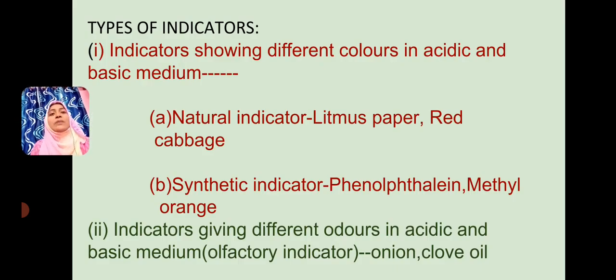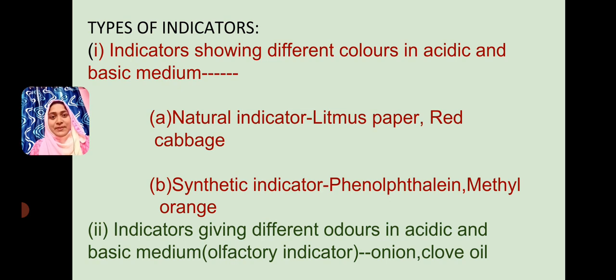So we can see the types of indicators here. Indicators show different colors in acid and base medium. Which are those? Those are natural indicators, synthetic indicators, and olfactory indicators. What are natural indicators? Litmus paper, which we studied before, is made up of lichens, and there is also the red cabbage. You might have seen the red cabbage. It is also one of the natural indicators.